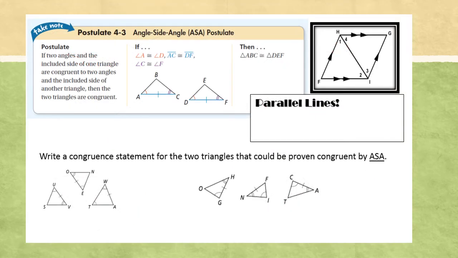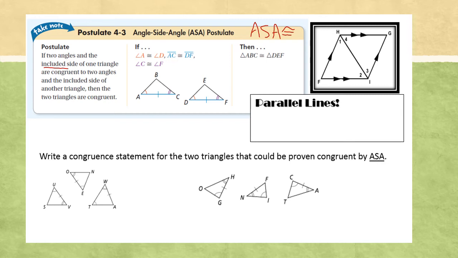All right, so angle, side angle postulate. Again, this would be ASA congruent. So now we're talking about two angles and a side that's between them. It's almost another way to think about it: it's a side that's shared by the two angles. So I'll read this to you. If two angles and the included side, that's what this means by between them, of one triangle are congruent to two angles and the included side of another triangle, then the two triangles are congruent.